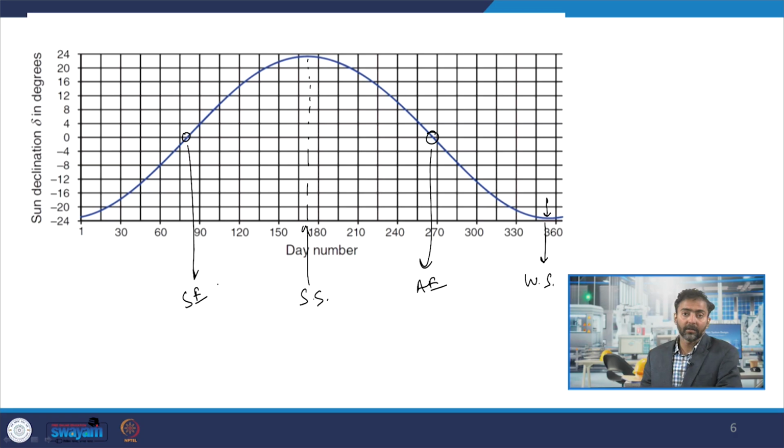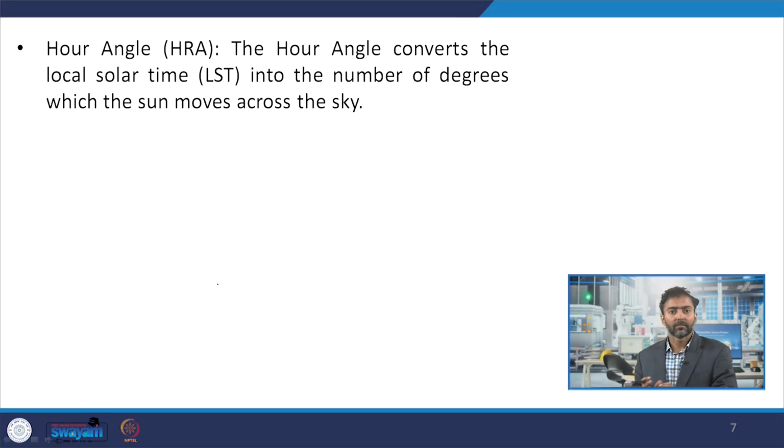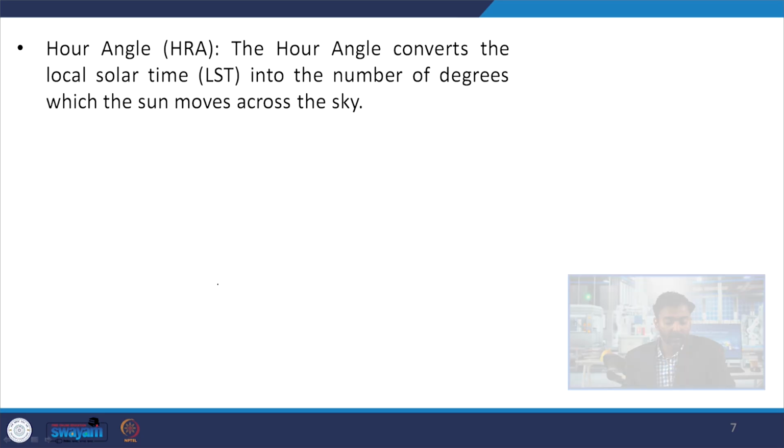Now let us go to the other angle of interest, which is the hour angle. To understand the concept of the hour angle, we will have to delve into a different aspect of the Earth's motion around the sun. Declination angle, as we saw, was mainly coming due to the revolution of the Earth around the sun. On the other hand, the hour angle is mainly coming into picture due to the rotation of the Earth on its axis. So as the definition says, the hour angle converts the local solar time into the number of degrees which the sun moves across the sky.